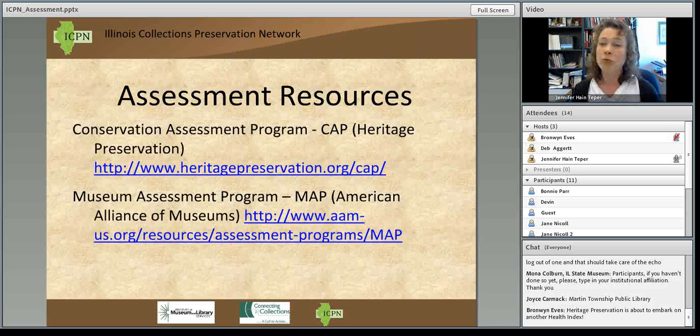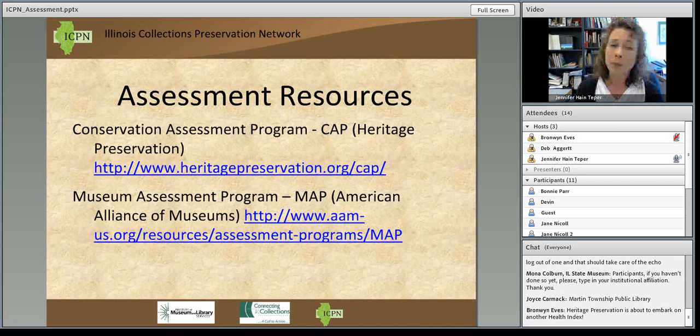There are also some great resources for people about to undertake an assessment or wanting to have an assessment done to their collections. And I wanted to make sure that you are aware of all of these. The CAP program, the Conservation Assessment Program, is put through Heritage Preservation. And it is a program where you can actually request a CAP and get a CAP and have a professional come to your institution to do an assessment.